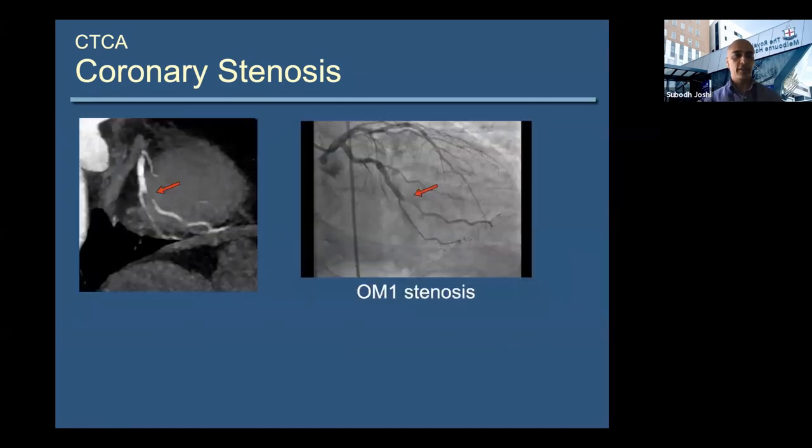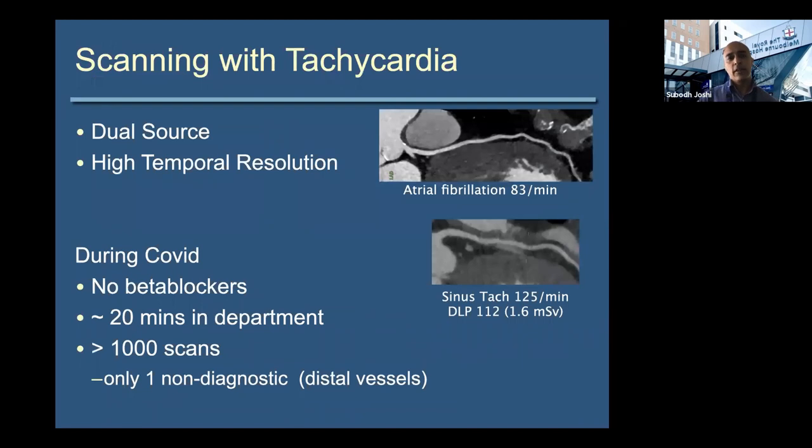And our image quality is getting better all the time. So this is a stenosis in a sub-branch of an obtuse marginal, which we picked nicely. And one of the other things that's changed over the last few years is the restrictions in terms of who we can scan. So tachycardia used to be a problem, but if you have a high temporal resolution scanner, such as the dual source scanners, you can actually scan at basically any heart rate.